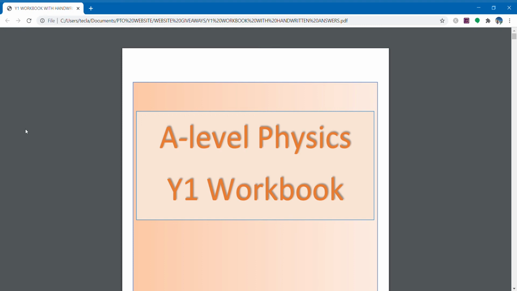Everyone, this is a run through the mechanics questions that are part of the A-Level Physics Year 1 workbook. The suggestion is that you've got a copy of this workbook printed out, that you've had a go at the mechanics questions before watching this video, and then this video can be helpful in giving you some explanation as to how to do the questions, particularly the ones that you found harder. So let's start with question 1 on the mechanics questions.